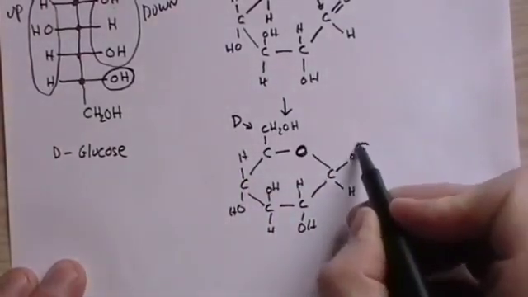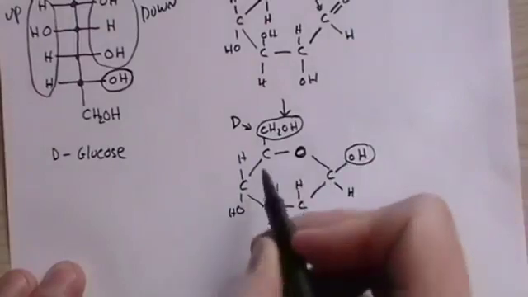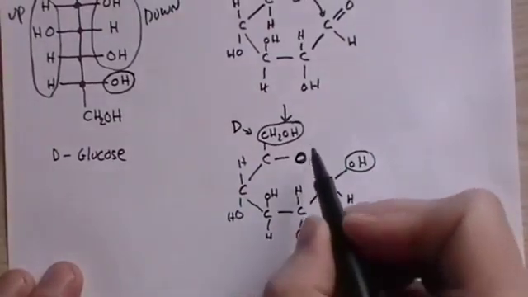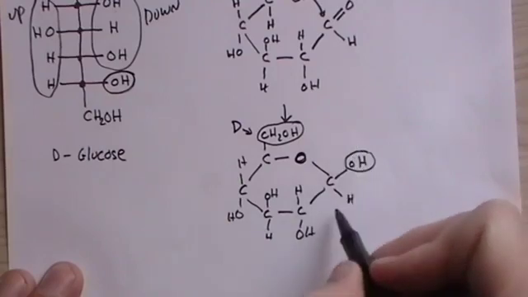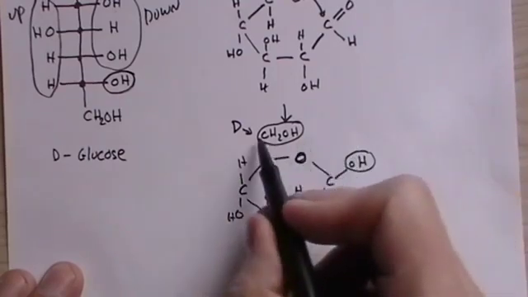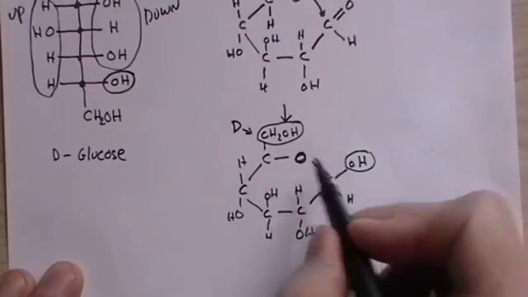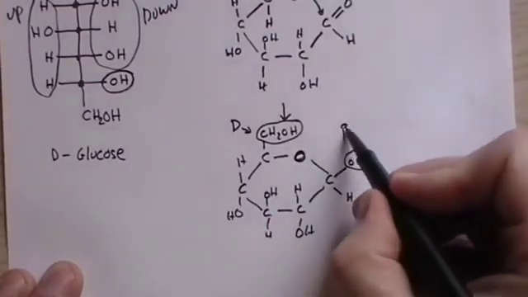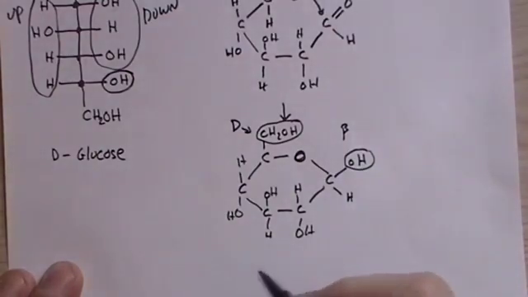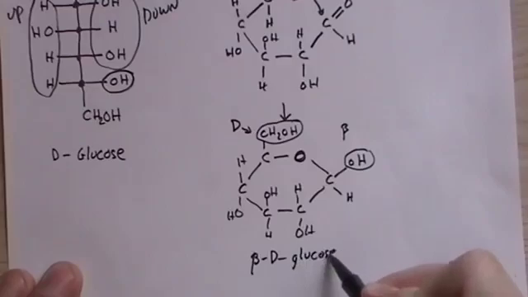And the big problem is the OH group: we're not thinking of it as being above or below the ring, we're thinking of it as on the same side or on opposite sides of the CH2OH group. With the OH on the same side, that will make it beta. So this would be beta D-glucose.